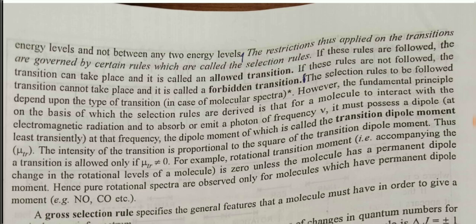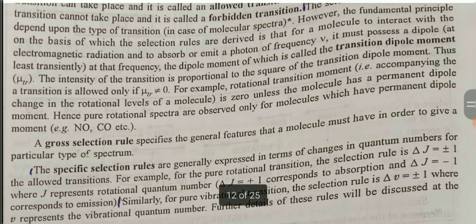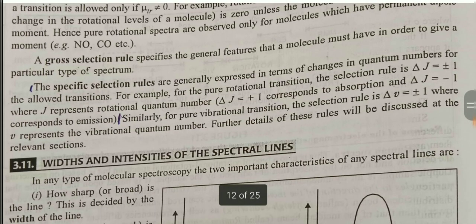For example, rotational transition moment is 0 unless the molecule has a permanent dipole moment. Hence, pure rotational spectra are observed only for molecules which have permanent dipole moment, for example NO, CO, etc. A gross selection rule specifies the general features that a molecule must have in order to give a particular type of spectrum. The specific selection rules are generally expressed in terms of changes in quantum numbers for the allowed transition.